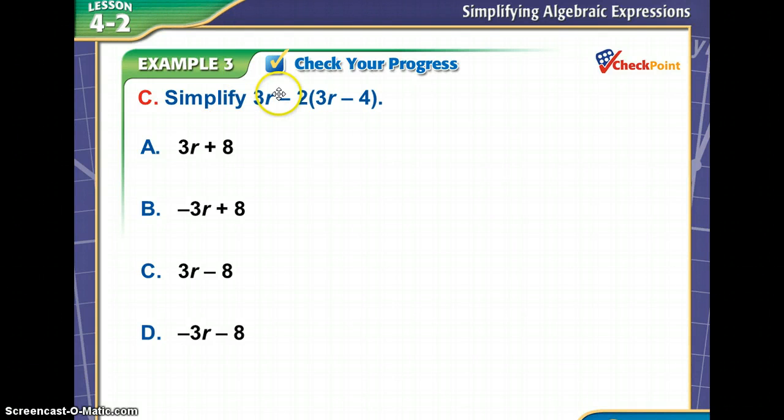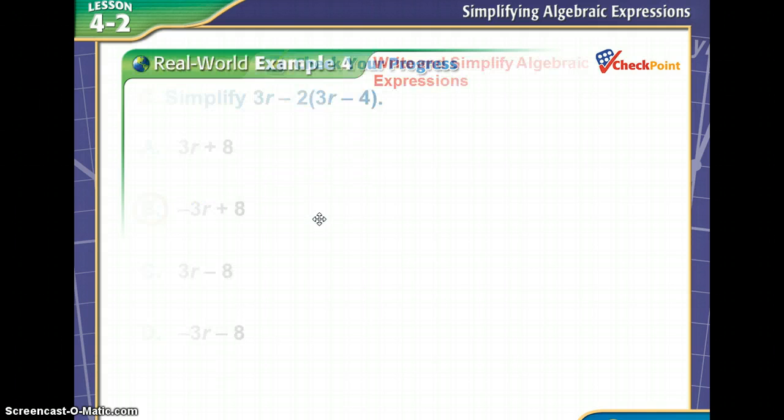Okay, remember you want to take this negative 2, the sign in front of the 2 is part of it, so negative 2 times the things inside the parentheses. So you'll end up with a negative 6r, and then you'll end up with a positive 8. Your choice should be B. When you get the 3r and the negative 6r, 3 minus 6 is negative 3. So that's how you end up with that negative 3r.